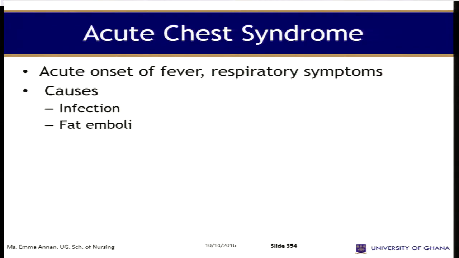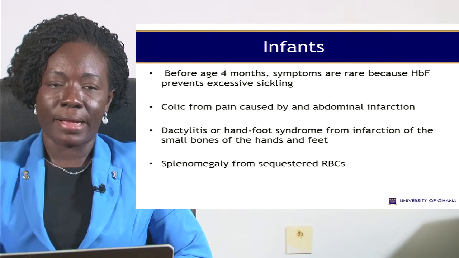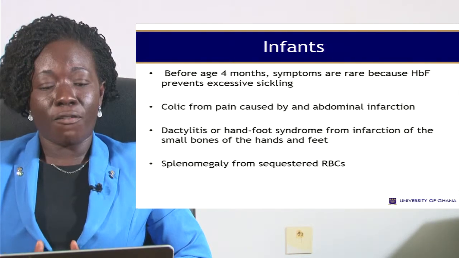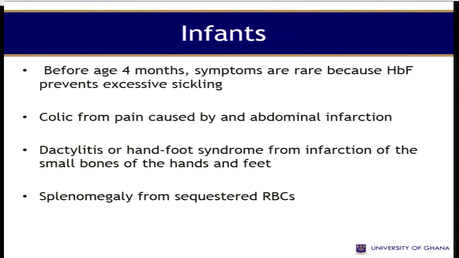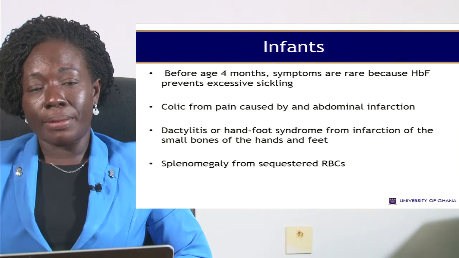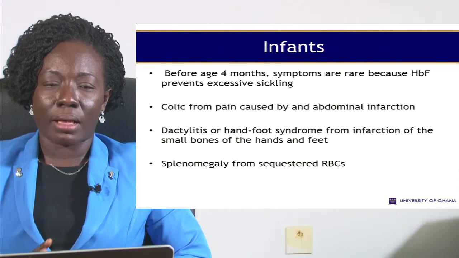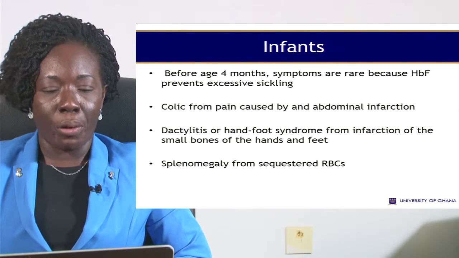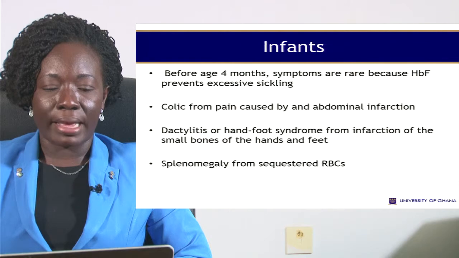We are going to look at the different age groups and what they present with. Before age 4 months, for infants, symptoms are rare because of the fetal hemoglobin. The fetal hemoglobin prevents excessive sickling. So around that time, even if you check for sickling, you will not actually see whether the child is a sickle cell patient or not. So we advise that we wait till the child is a bit grown before we check the sickling status.